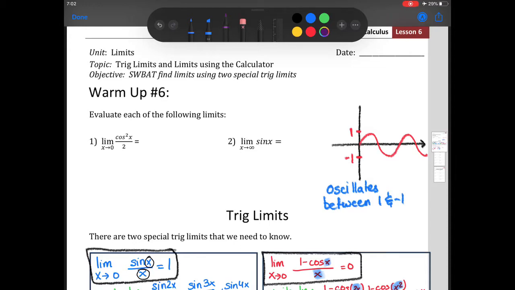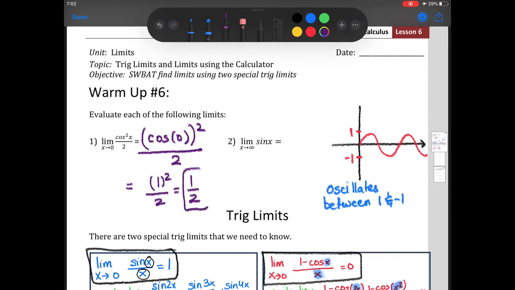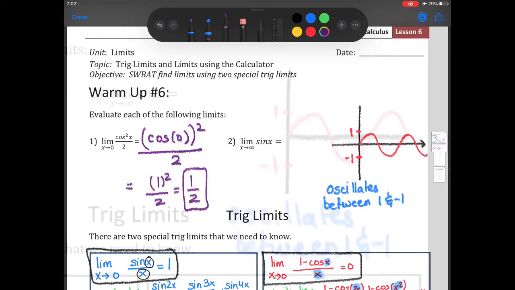So here, if I direct substitute the limit as x approaches 0, it'll be cosine of 0, the square goes here, over 2. What is cosine of 0? We should all know that cosine of 0 is 1. So what's 1 squared? Just 1. So the final answer is 1 over 2.